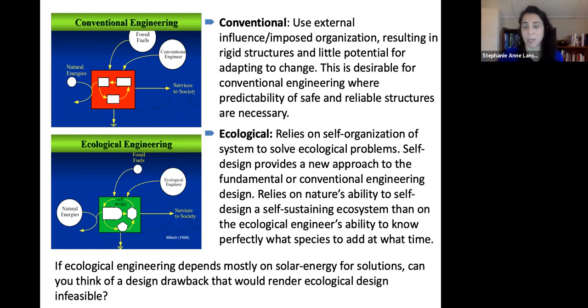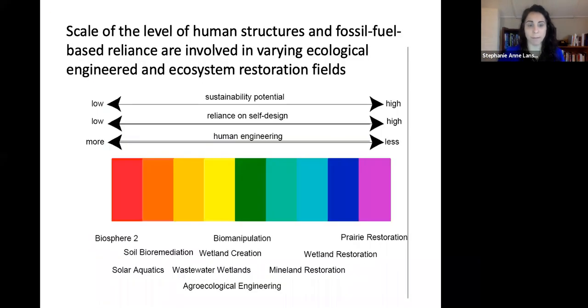It may actually change over time. And so if we look at the field of ecological engineering, you can think of something with high sustainability, reliance on self-design, and less human engineering, like a prairie restoration, a wetland restoration, or a mineland restoration. As we start putting in more inputs, we're creating systems: wastewater wetlands, new wetlands, agroecology engineering, biomanipulation.